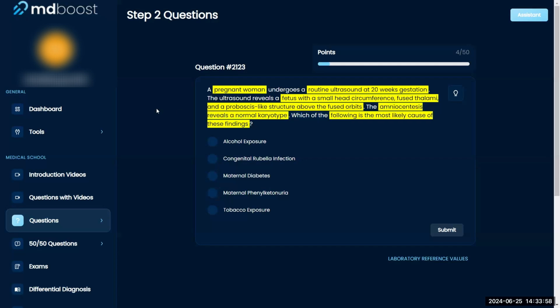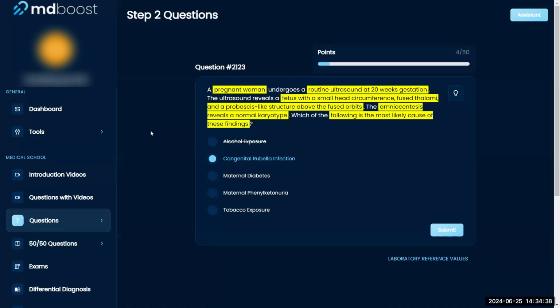Which of the following? Okay, so small head, so I'm thinking microcephaly, which I know you see with rubella. Fused thalami, I don't know if I've seen that before, or the proboscis-like structure. So not knowing those two, the only thing I really do know is the small head circumference, which really only happens with rubella. I don't think that happens with alcohol exposure. Alcohol exposure is more like the philtrum thing.